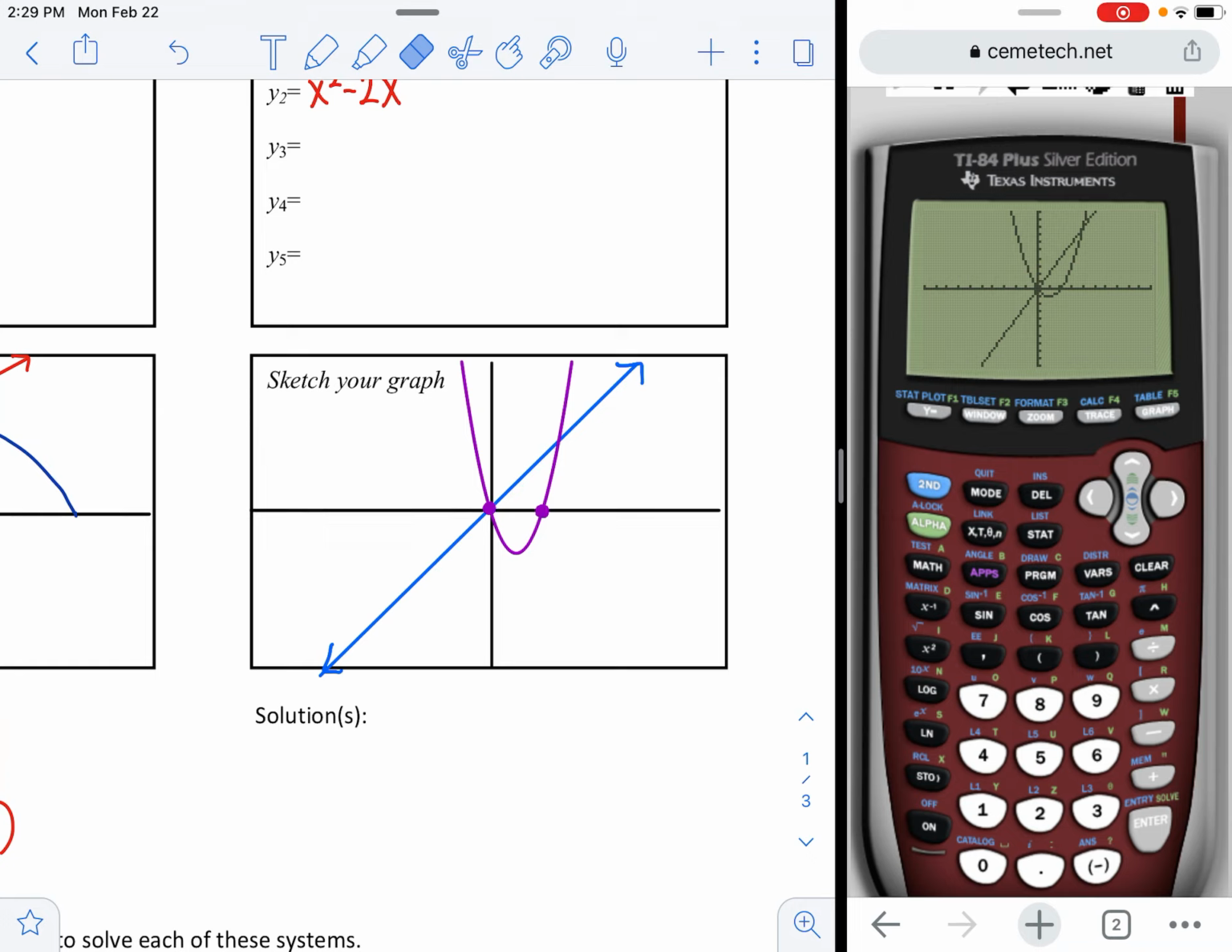Okay. All right. So actually, you know what I want to do is I want to get rid of this y-intercept here, or sorry, this x-intercept. I didn't mean to do that. I want to get rid of that.